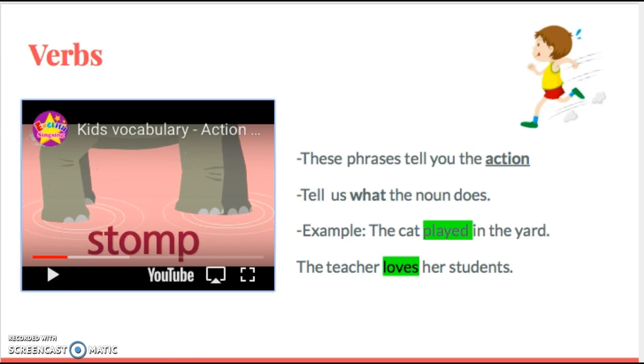Okay, so this video is really concise and tells you the different types of verbs, and it gives students once again a great visual of what verbs might look like. Some of my examples are: the cat played in the yard, with the verb being played, and the teacher loves her students, with the verb being loves.